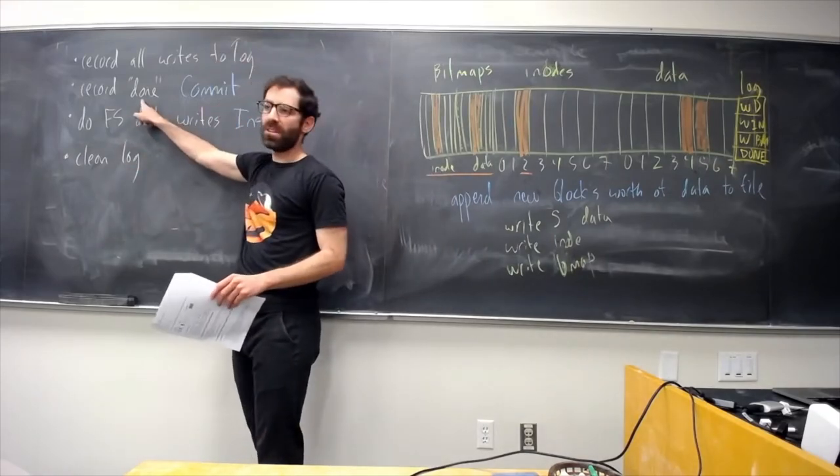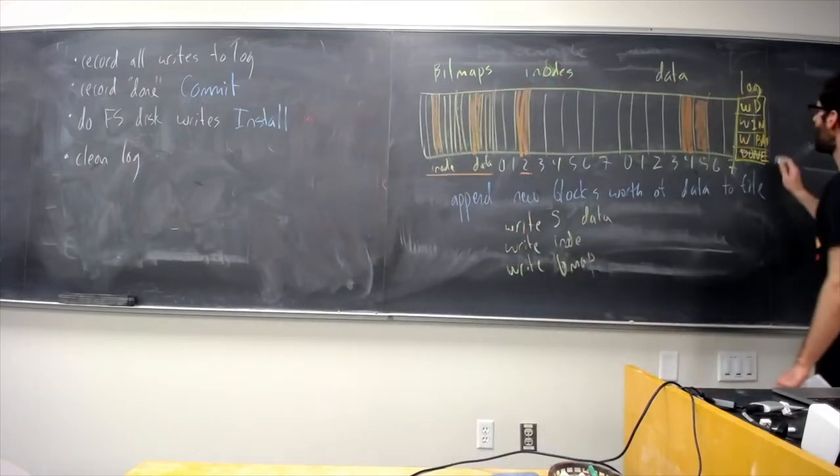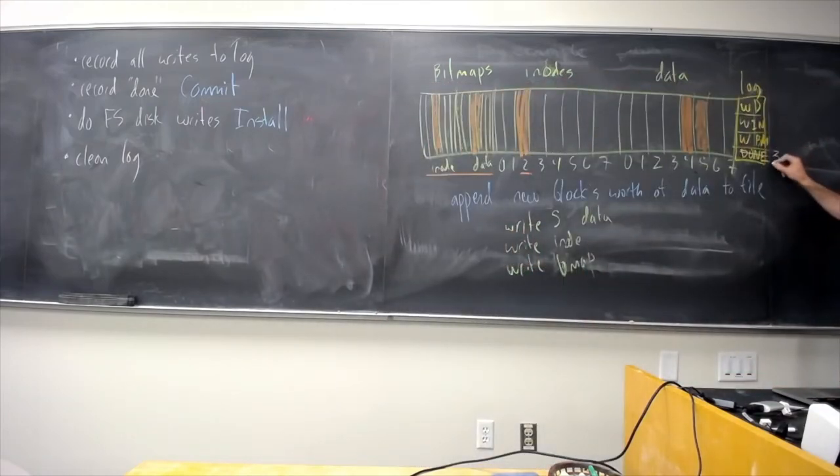One way to think about it is instead of done, we write the number of updates in the log. So we'd write 3 here.